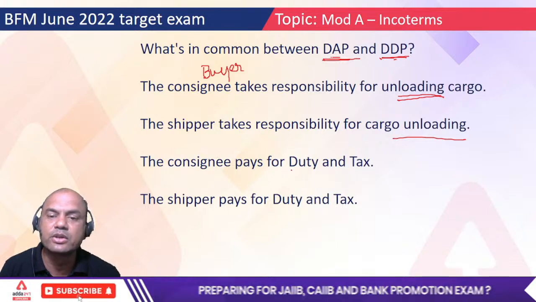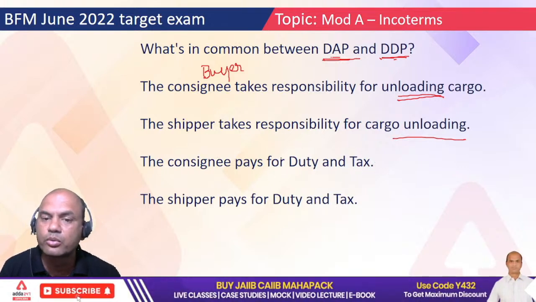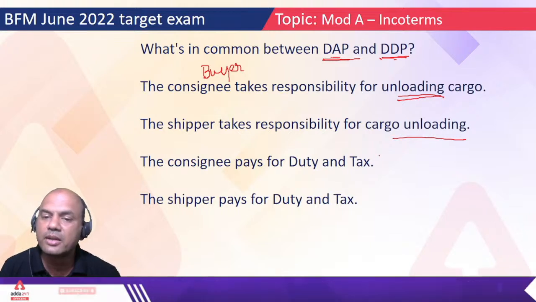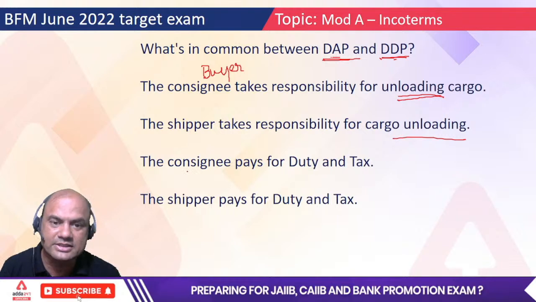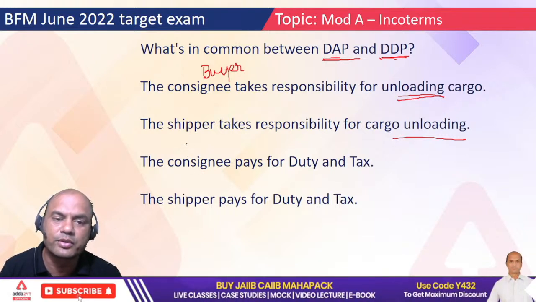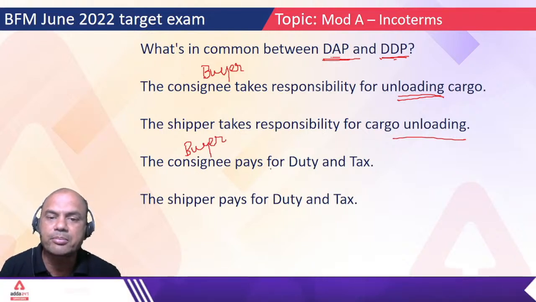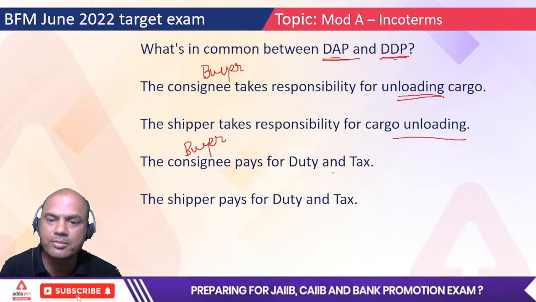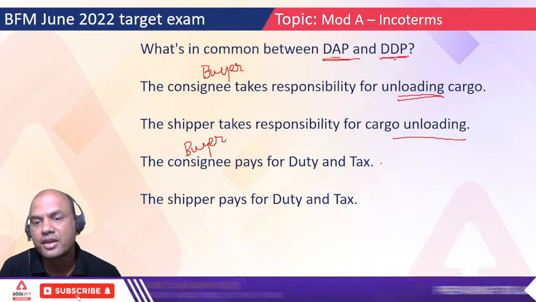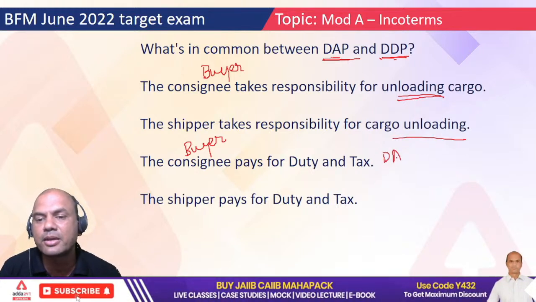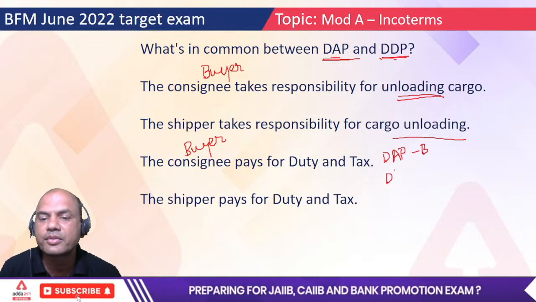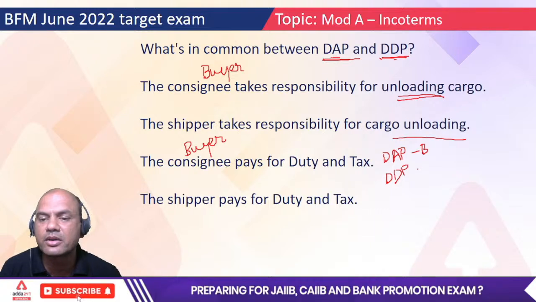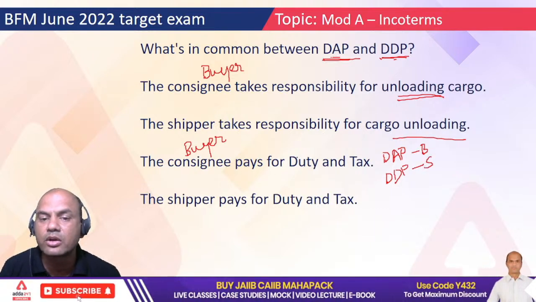The consignee pays duty and tax, but that is not true for DAP. In DDP everything is paid by the seller. Always, don't get confused between buyer and seller. Consignee means buyer. Buyer pays for duty and tax. So in which one does the buyer pay? In DAP the buyer pays. But in DDP the customs and duties are paid by the seller. So this is not true.